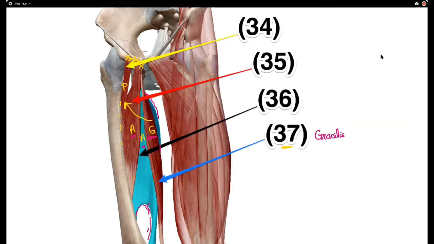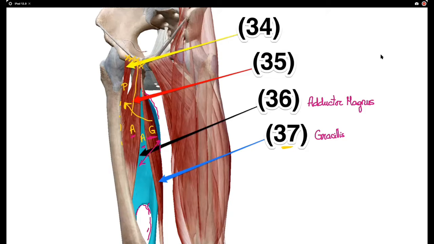What do you think? What do we call this adductor muscle on here? Number 36. It's a large one, large one. This is my adductor magnus. Magnum is large. It's bulky, large.